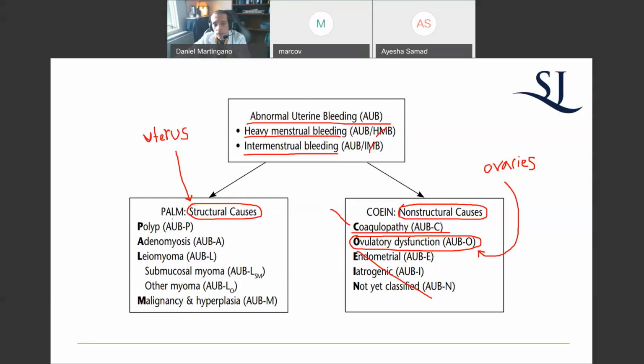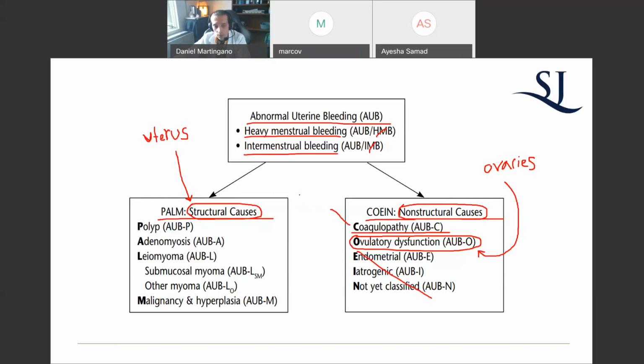But that is initially where this pathway begins. You figure out the timing of the menstrual cycle. Moving forward, then you have to figure out whether the bleeding is due to a non-structural cause or a structural cause. And the way that you do that is through the variety of tests that you will order in addition to your physical exam. Okay.